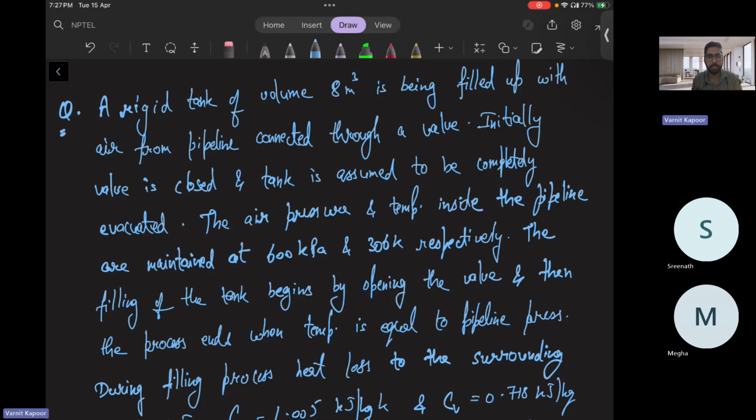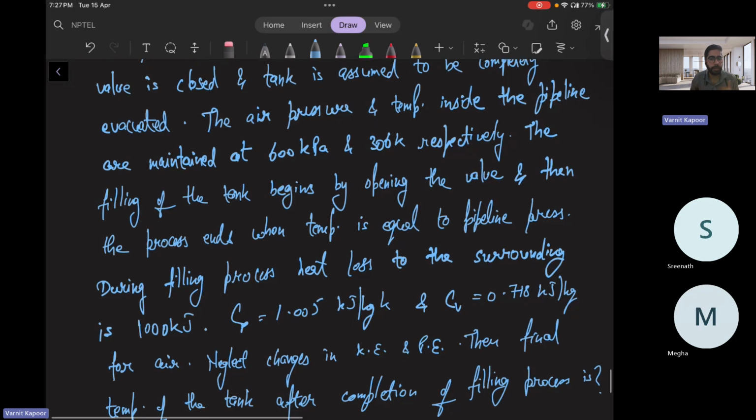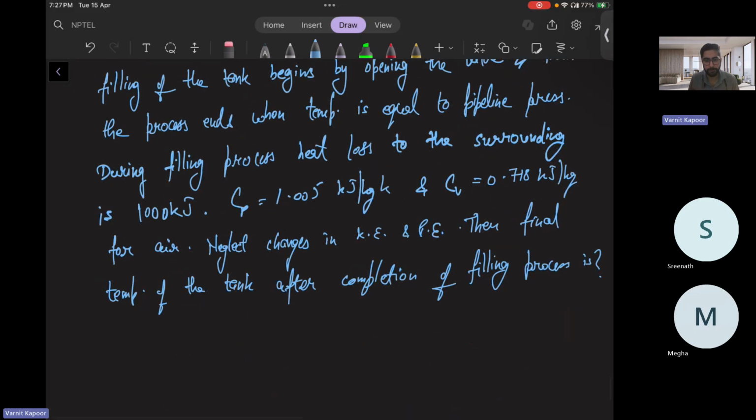The air pressure and temperature inside the pipeline are maintained at 600 kilopascal and 300 Kelvin. When the filling of the tank begins by opening the valve, the process ends with tank pressure equal to pipeline pressure. During the filling process, heat loss is there also. It's not insulated. You can neglect the changes in kinetic and potential energy. Then it is asked what is the final temperature of the tank after filling is complete.